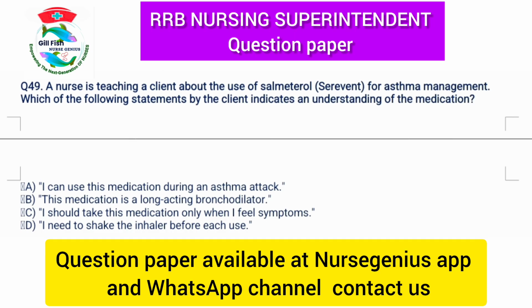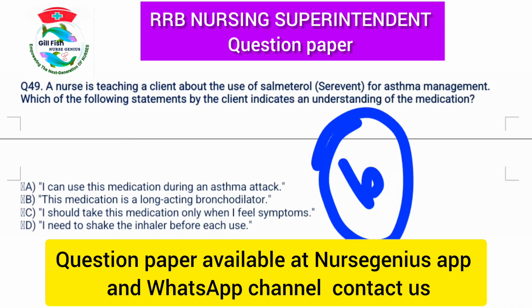Move on to the next question. A nurse is teaching a client about salmeterol for asthma. Which of the following statements by the client indicates understanding of the medication? Option A, I can use this medication during an asthma attack. Option B, this medication is a long-acting bronchodilator. Option C, I use this medication only when I feel symptoms. The correct answer is this medication is a long-acting bronchodilator. So option B will be the correct answer.